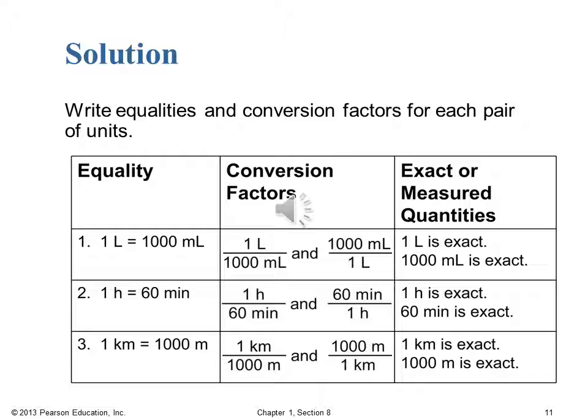So you would look at all your other values, your measured numbers, to determine your sig figs for the problem. For the second one, 1 hour equals 60 minutes. So therefore, you could have either the 1 hour in the numerator and the 60 minutes in the denominator, or the 60 minutes in the numerator, the 1 hour in the denominator. And it's your problem that's going to force one versus the other relationship there.